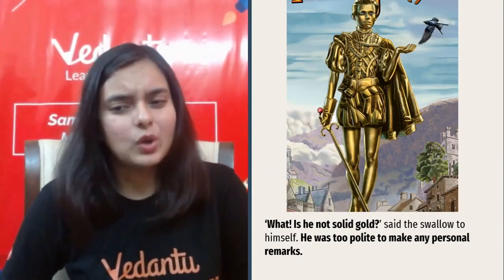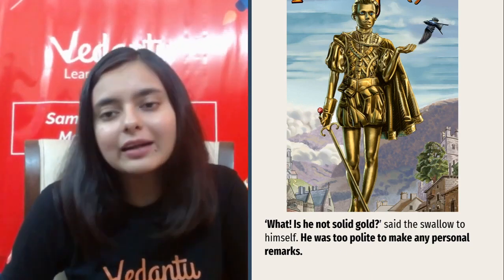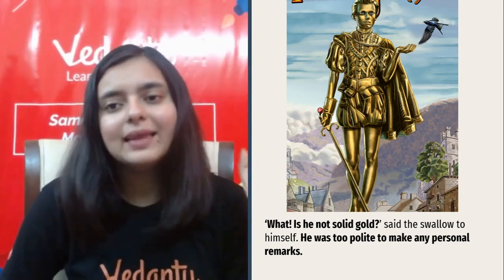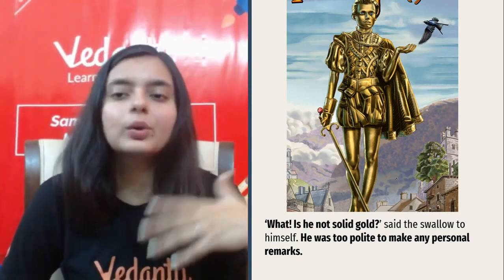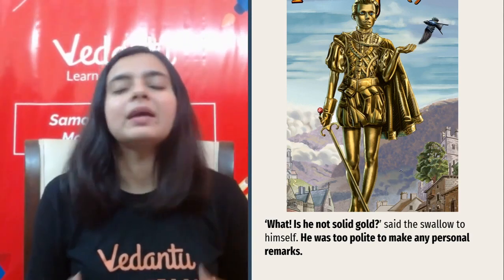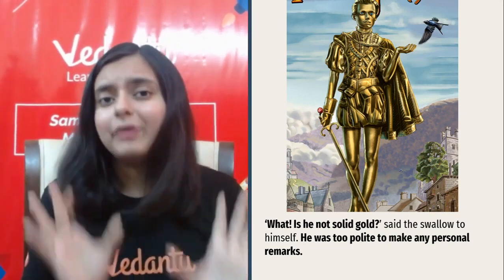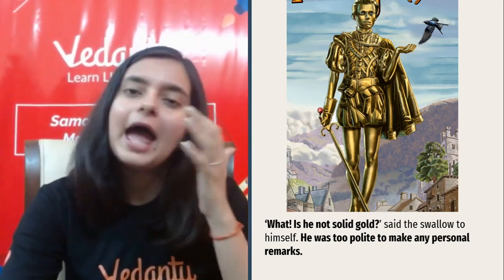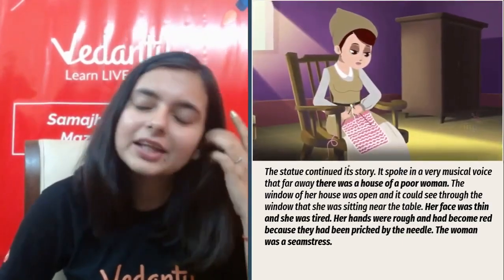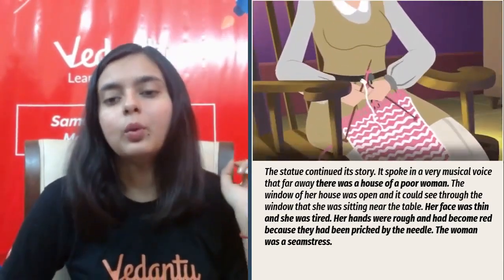"What? Is he not solid gold?" said the swallow to himself. So the swallow had thought, looking at the statue, it must be made of solid gold. But then when he said that his heart is made of lead, he is actually gilded with gold but not made of solid gold. So then he asked, but of course, he was too polite to make any personal remarks, not to ask that directly. So he just said to himself, "Is it not solid gold?"